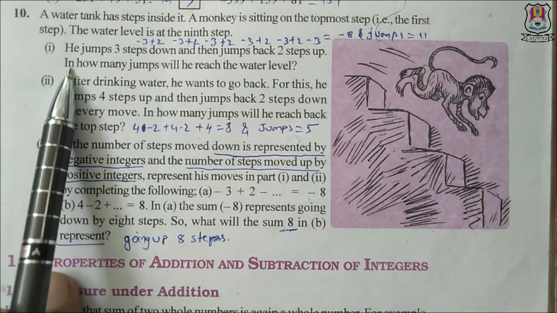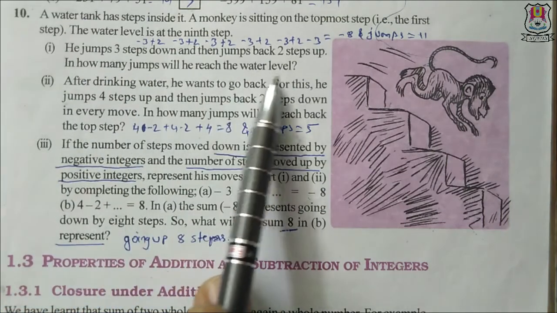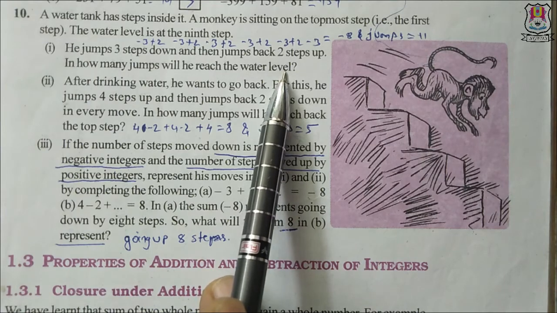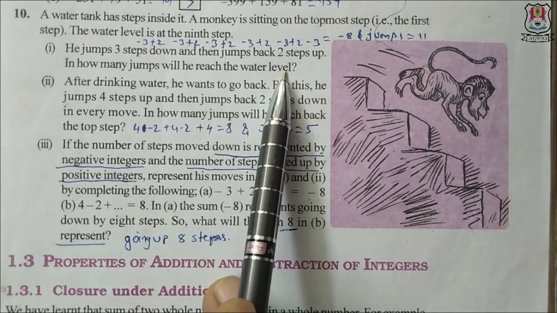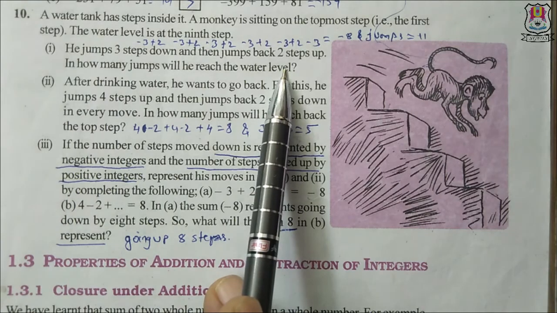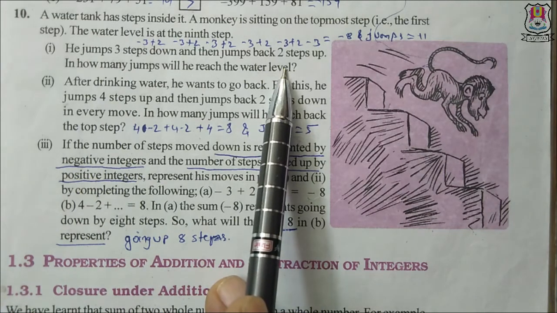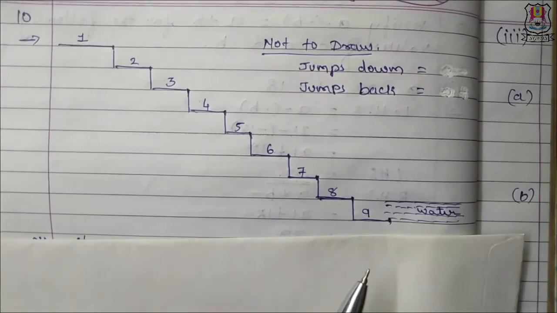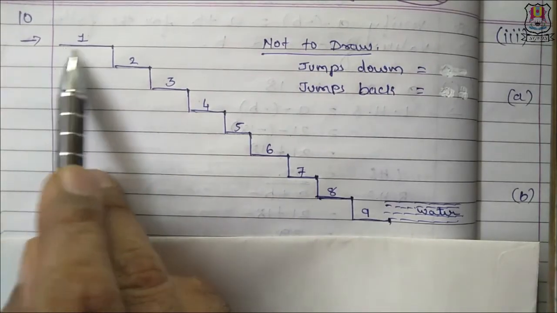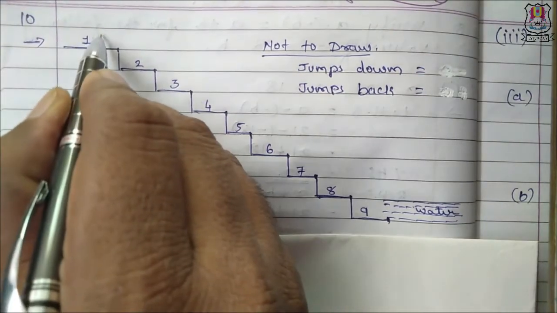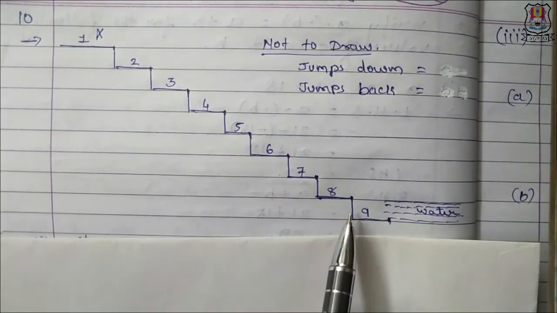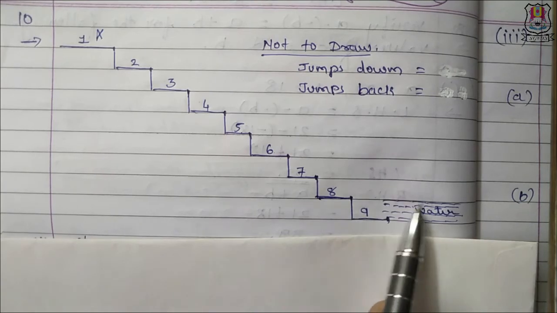Now what the question is saying, in how many jumps will he reach the water level? So water level is at the 9th step. So how many jumps he will take to reach to the water level? Let's see with a figure and let us understand it. So I have drawn some 9 step. This is first step where there is monkey sitting over here. Second, third, fourth, fifth, sixth, seventh, eighth, and 9th. This is the 9th step where there is water.